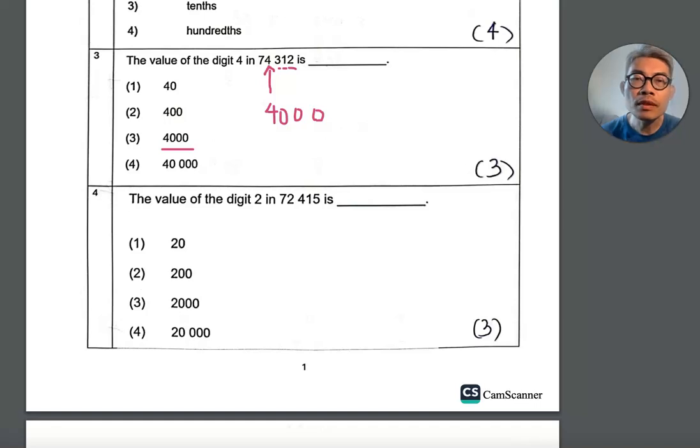Next one, the value of the digit 2. So again, what does this digit 2 stand for? This one stands for 2,000. Hence, the answer for this is 3. And the answer for this is also 3.